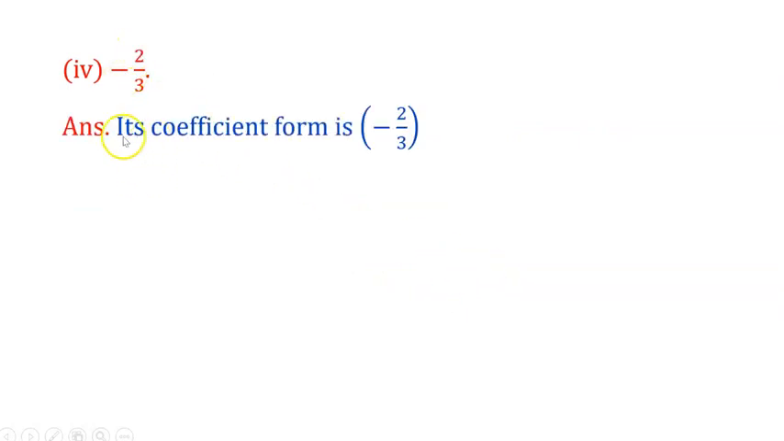Next, minus 2 by 3. Its coefficient form is minus 2 by 3. It's a constant. Therefore, its coefficient form is only the minus 2 by 3.